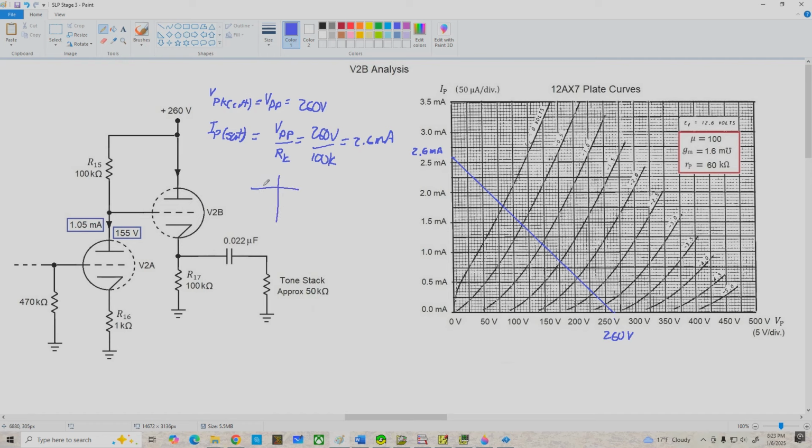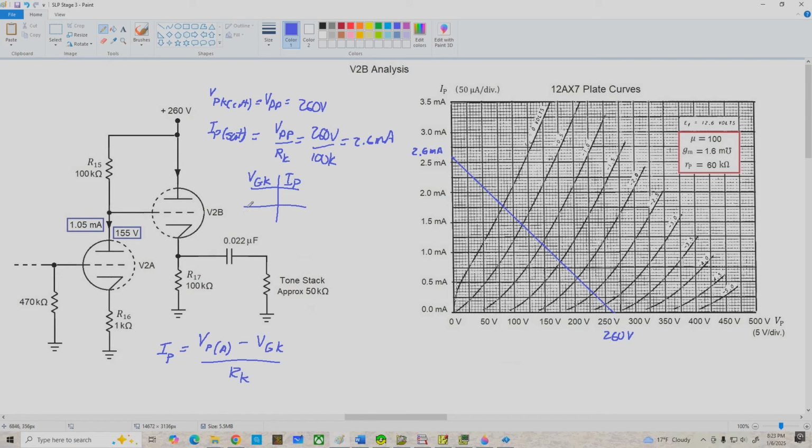We are going to do this little chart that has VGK and the resulting I sub P, but this time the equation for I sub P is going to be different. That's because our grid is not sitting at 0 volts anymore. This time it's sitting at the plate voltage of V2A, that's 155 volts. So we have to modify our equation for I sub P, and what we get is I sub P equals V sub PA, that is the plate voltage for V2A, minus VGK, the grid to cathode voltage for the second triode, divided by R sub K.